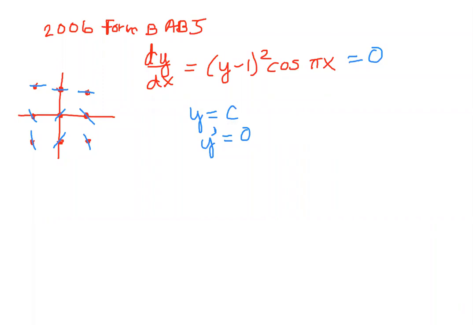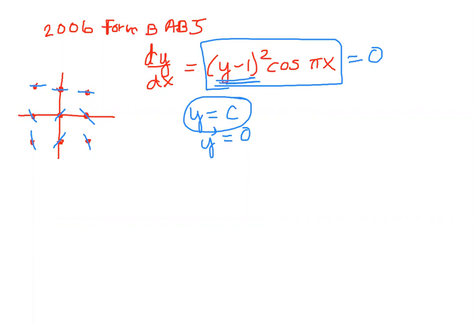Cosine, ooh, I did this somehow. How did I do this? When does this equal 0? This equals 0. What does y equal? Because our line is y equals c. What does y have to equal for this to equal 0? Y has to equal 1. So y equals 1 is the solution to that. You get 1 point for that.